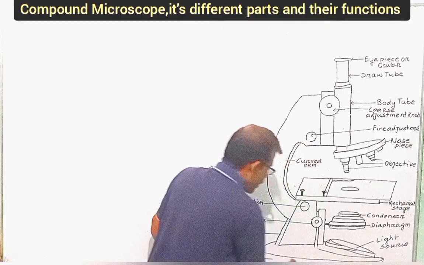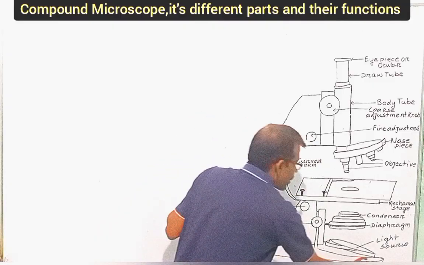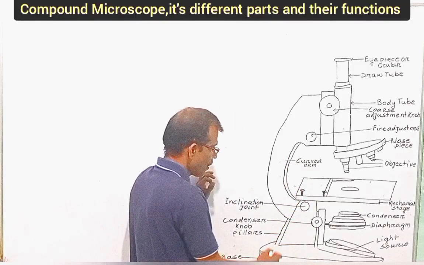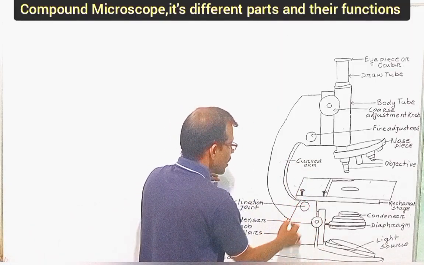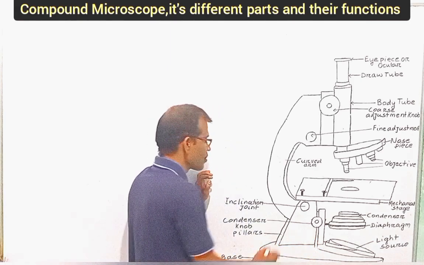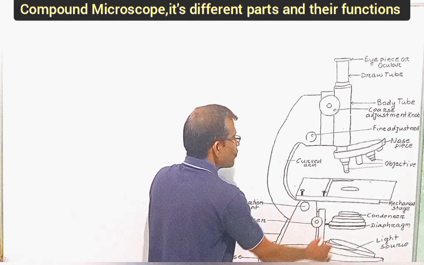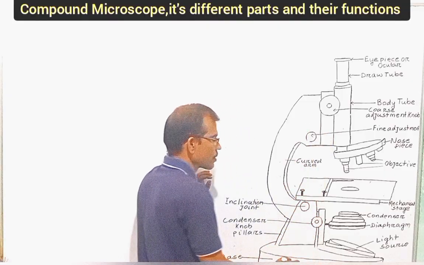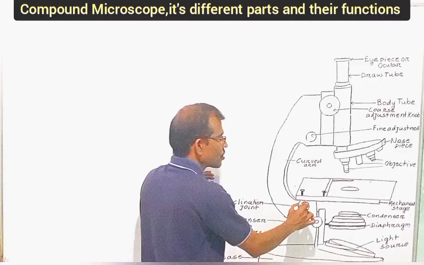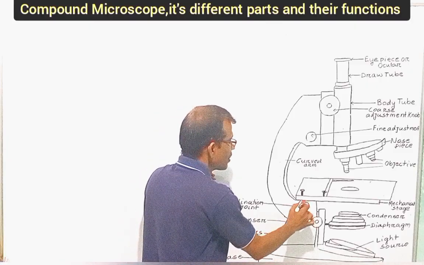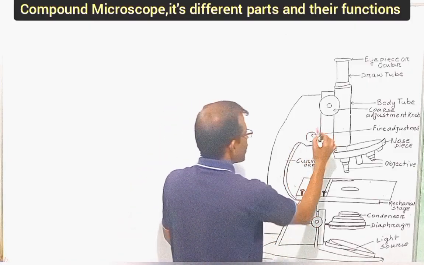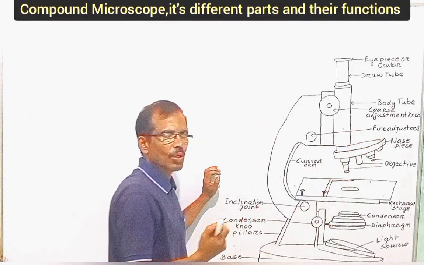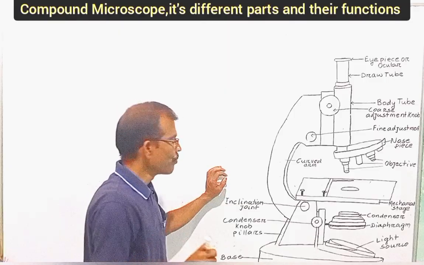The lowermost part of the microscope is a metallic base on which the whole microscope rests. Connected to the base, there are a pair of vertical elevations known as pillars. The body of the microscope is joined with these pillars by means of an inclination joint. By loosening this joint, the body of the microscope can be bent to a suitable inclined position for convenient viewing.